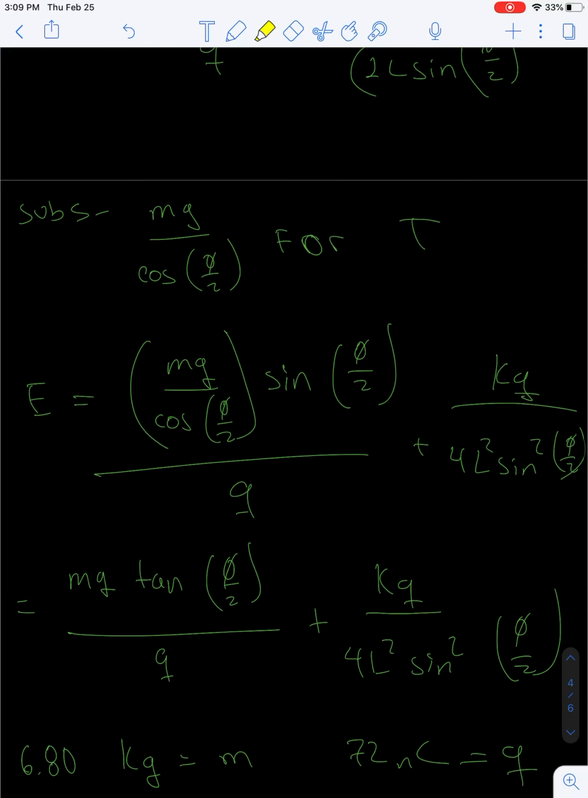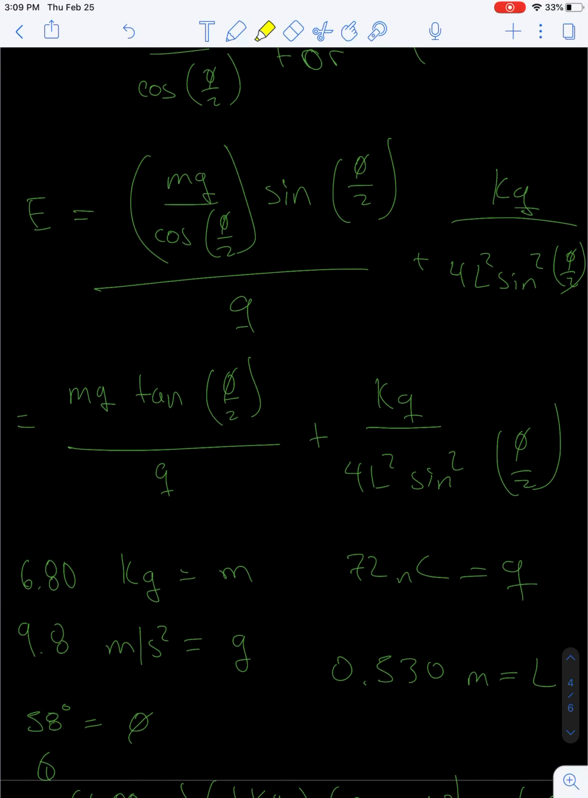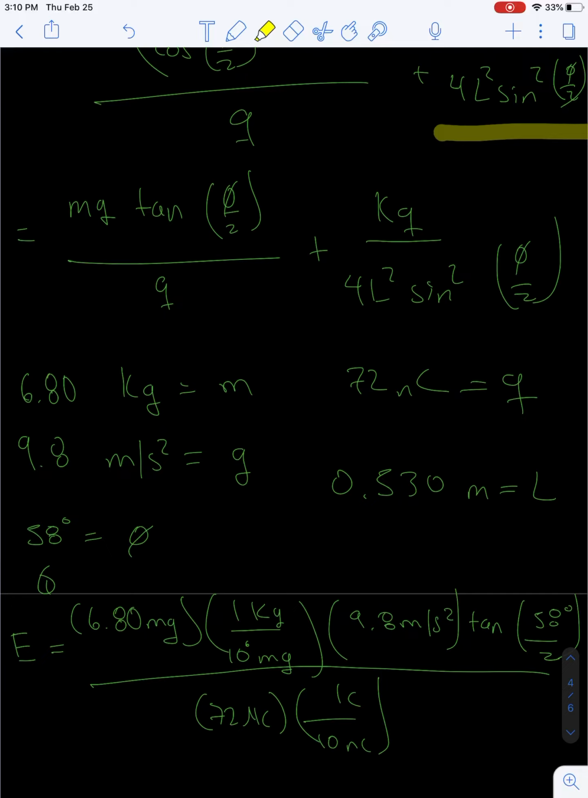Now we need to substitute mg over cosine theta over 2 for T, and we do this by using the same method right over here. That gives mg over cosine theta over 2 times sine theta over 2 over q plus k q over 4 L squared sine squared theta over 2. Then this brings us down here to mg tangent theta over 2 over q plus k q over 4 L squared sine squared theta over 2, because sine over cosine is tangent, from the two equations that we have done.